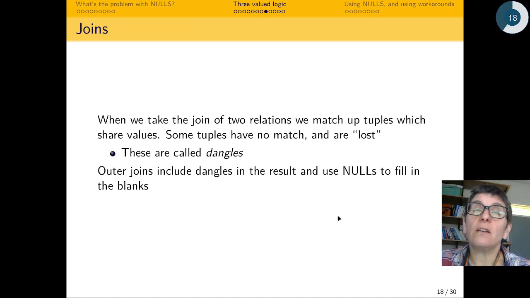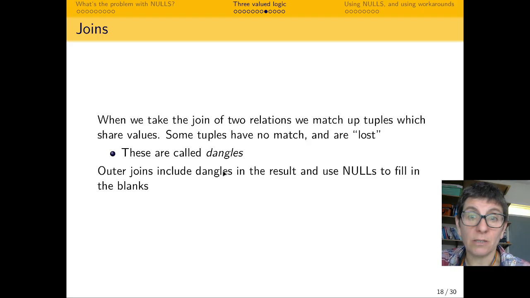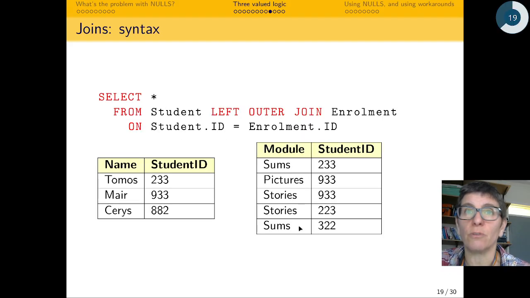And finally, if you're doing joins, when you take the join of two relations, what happens is you match up those tuples which share values, and any tuples which don't have a match are simply lost, and these are sometimes called dangles. If you calculate an outer join, it will include any dangles in the result and use nulls to fill in the blanks. So outer joins will actually introduce nulls into your database. So this is another case of null propagation.